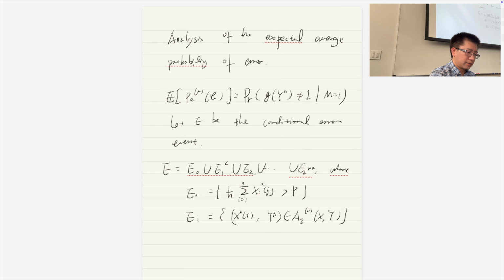So basically, we have our error probability, which we denote as the probability of error. That's basically this term. The probability of error is the probability of E0 union E1 complement union E2 union up to E_{2^{nR}}. And then we use the union bound again, so this is less than or equal to P(E0) plus P(E1 complement) plus P(E2) and so on.